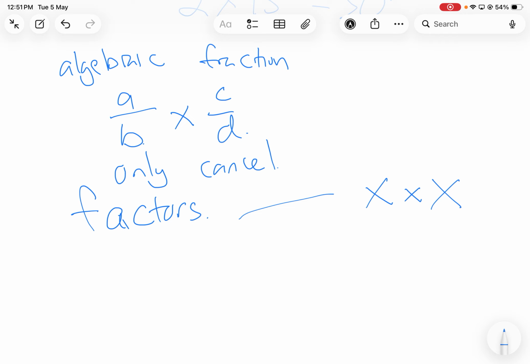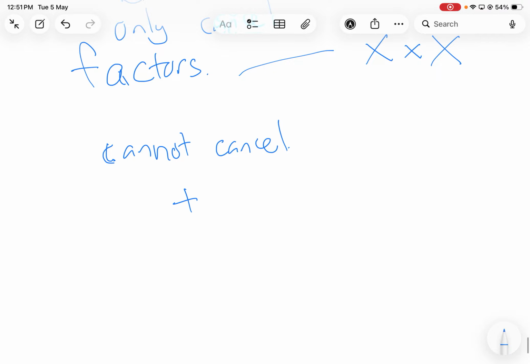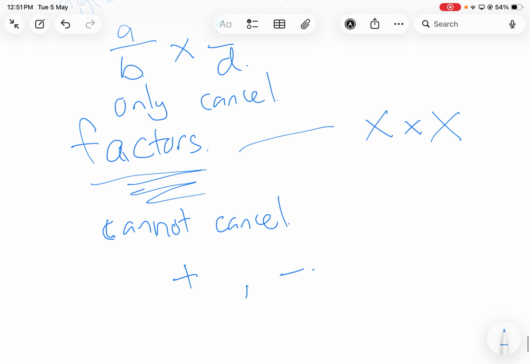Okay? So, what can we not cancel? What can we not cancel? Very good. I hear Wicked say plus. Same, minus. So when there are plus and minus, then we cannot cancel the individual terms anymore. We can only cancel factors.